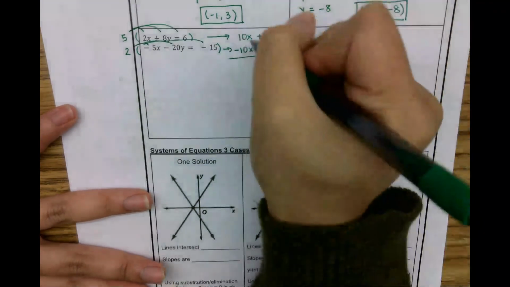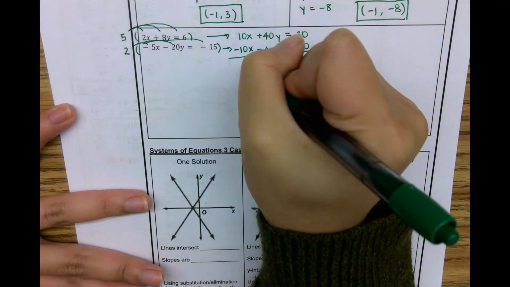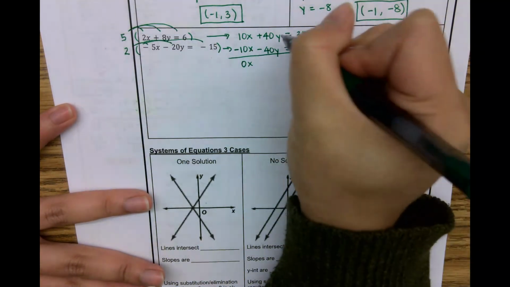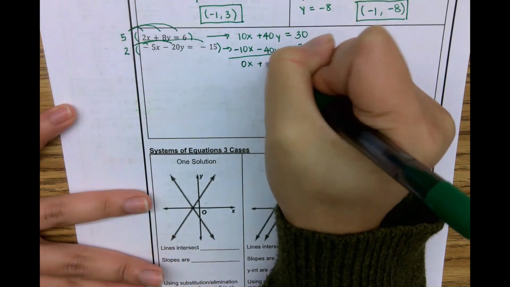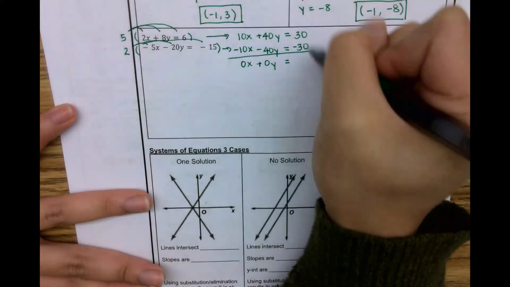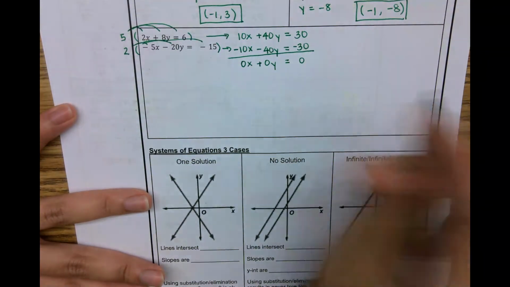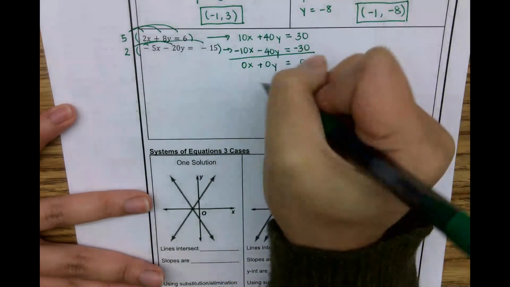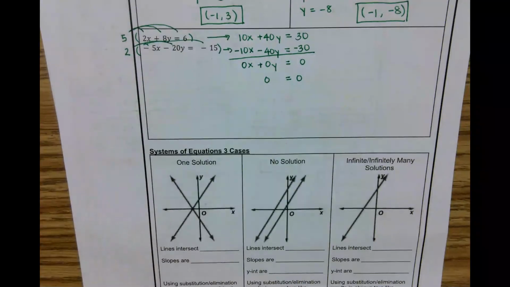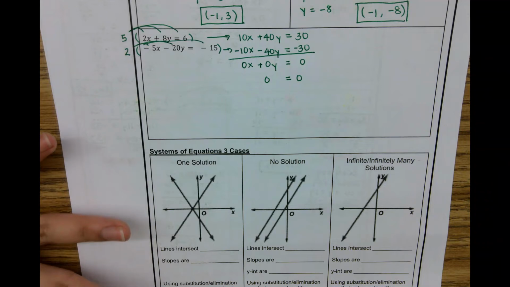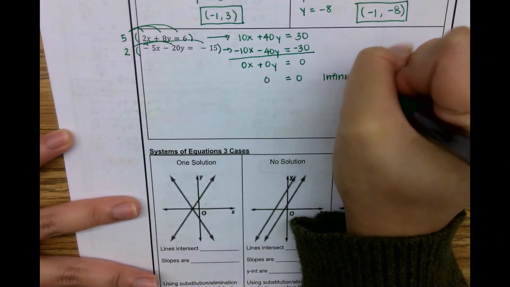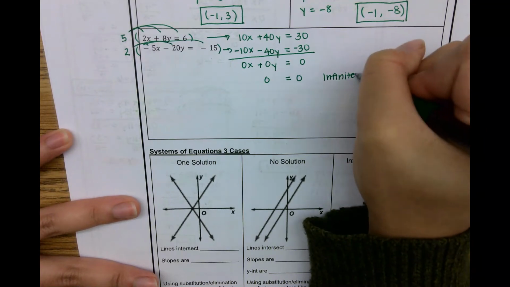What you see? 10x minus 10x ends up being 0x. 40y minus 40y also ends up canceling out to be 0y. And 30 minus 30 is 0. So if I have no x's, I have no y's, that means I have nothing, right? And if I end up with something like 0 equals 0, I have infinitely many solutions.